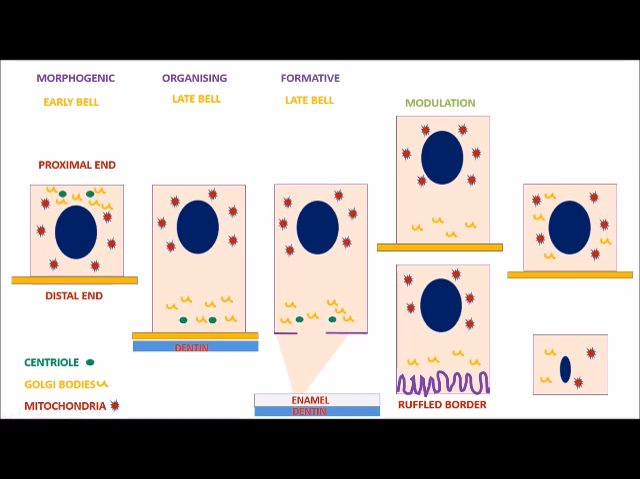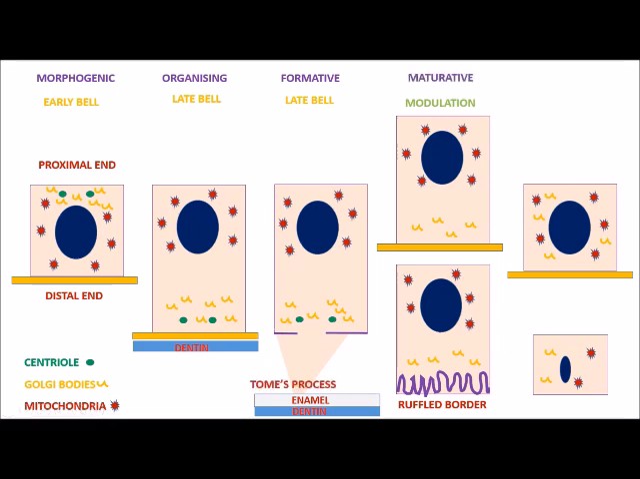Next is formative stage, that occurs in advanced Bell stage. Here there is formation of Tomes process, and this process is separated from the cell proper by the distal terminal bars, and there is formation of enamel. And here there is no basement membrane.